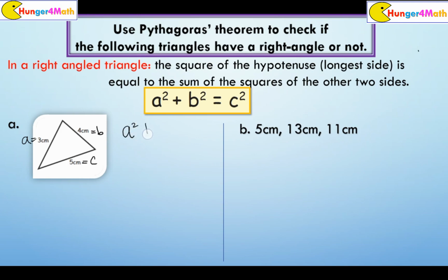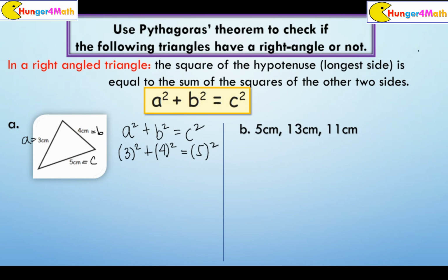a² + b² = c². Next, let's substitute. So a is equal to 3 squared plus b is equal to 4 squared is equal to c, which is 5 squared.